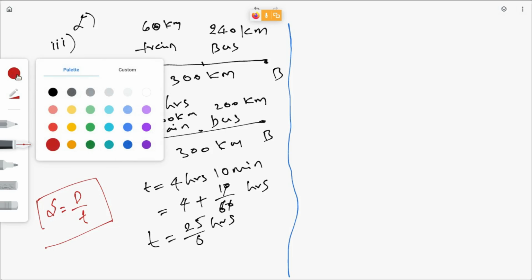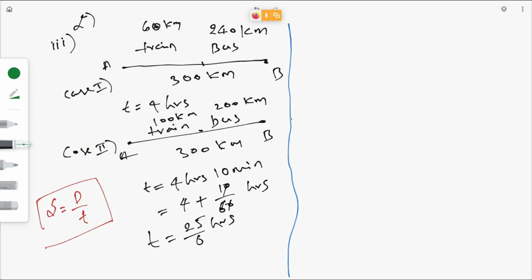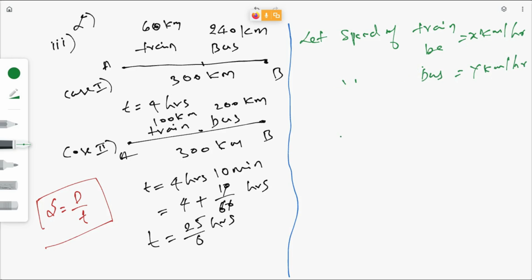For that, let's take some variables. What we need to find here? Find the speed of the train. So let the speed of the train be x kilometer per hour, and let the speed of the bus be y kilometer per hour. Fine. So let's make our equations.